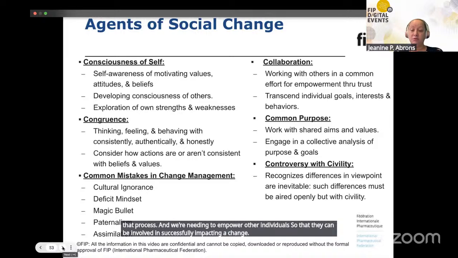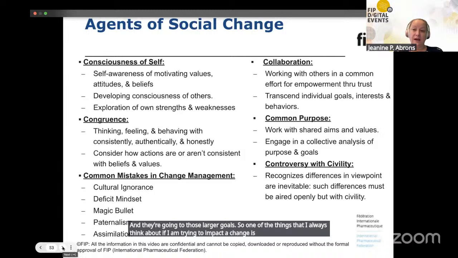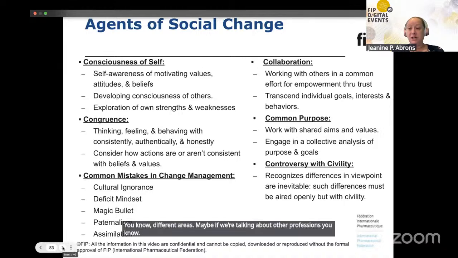Now, when we're talking about social changes, these are some things that are transcending that individual level, and they're going to those larger goals. So one of the things that I always think about if I am trying to impact a change is how can I create a common purpose? There may be many other things that there is disagreement about, but maybe if we're talking about other professions, the common purpose that we share with other professions related to health is that we want the best for our patients and we want to enhance patient care. So let's start with those common purposes.